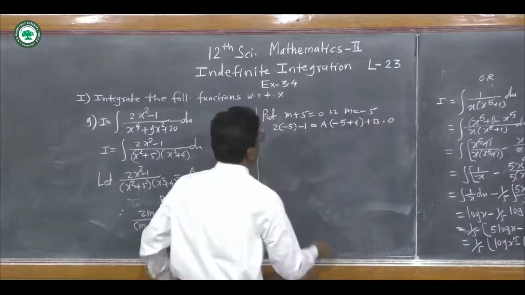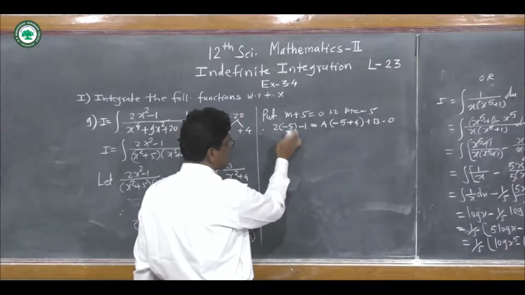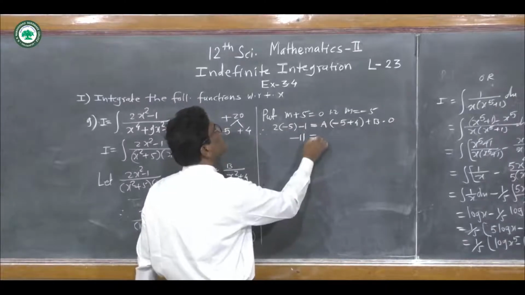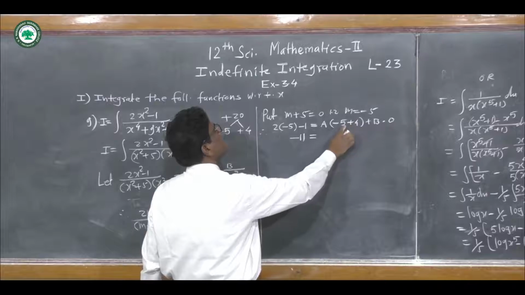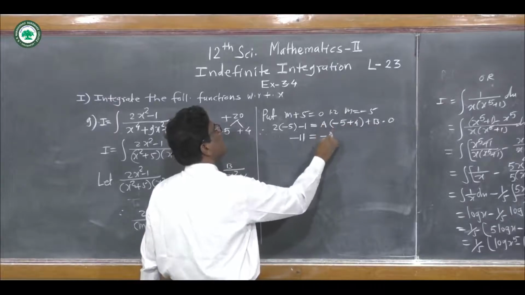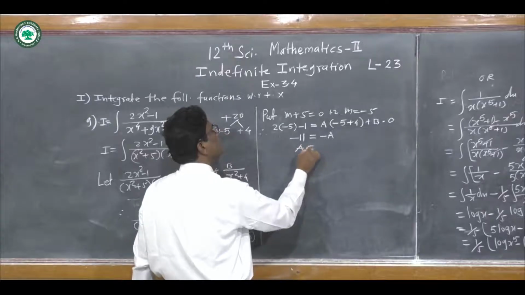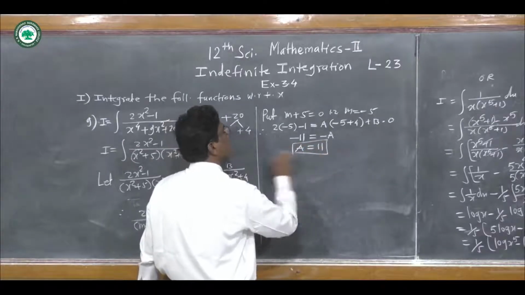Minus 1 is equal to a into (minus 5 plus 4) plus b into (m plus 5), which is 0. So 2 into minus 5, that is minus 10. Minus 10 minus 1, that is minus 11, is equal to minus 5 plus 4, minus 1, into a. Minus 1 into a is minus a, and the minus signs cancel, and therefore a is equal to 11. We get a as 11.